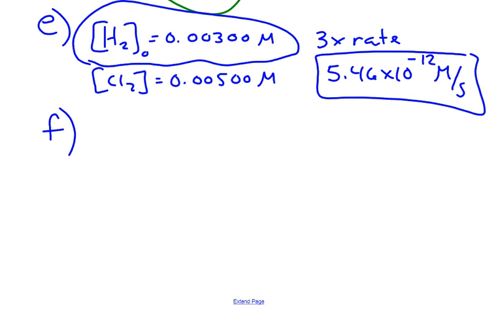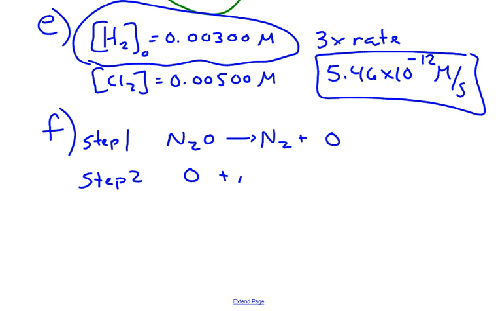All right, last 3 problems and we are out. The gas phase decomposition of nitrous oxide has the following 2-step mechanism. Step 1. Step 2. F. Write the balanced equation for the overall reaction.